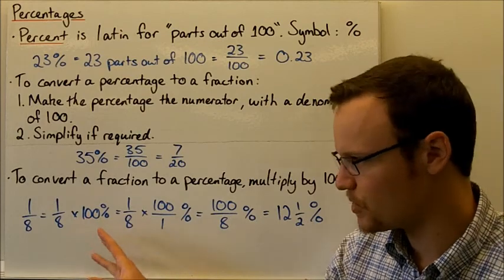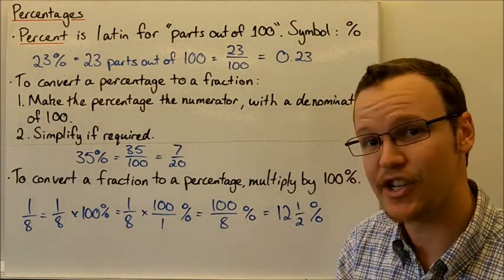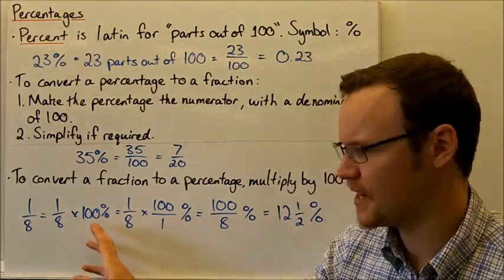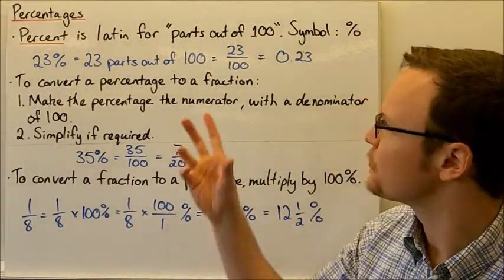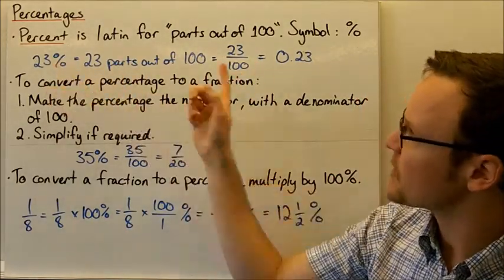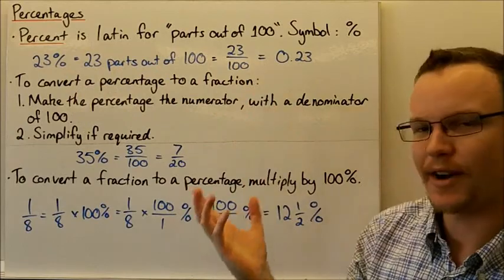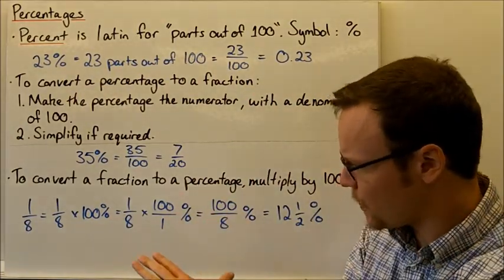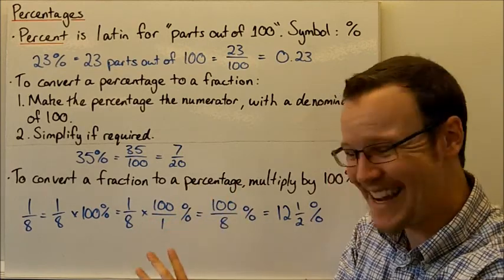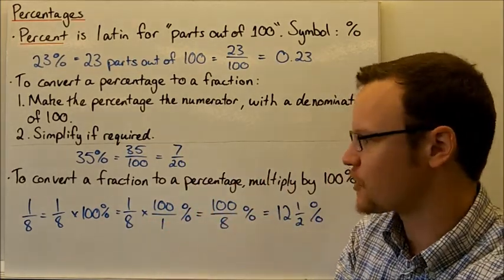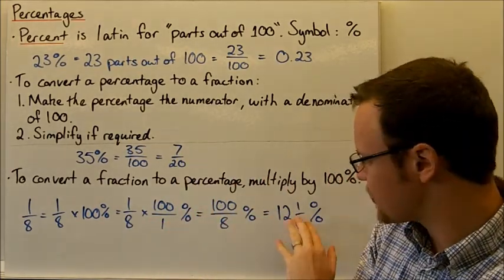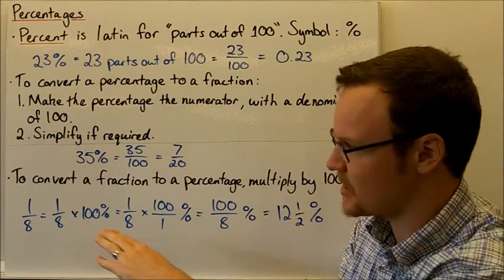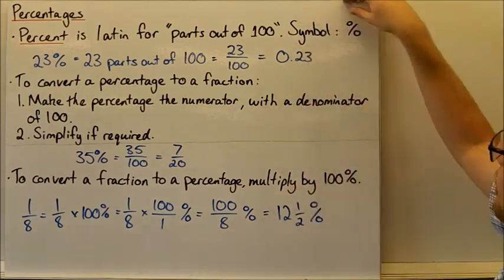Now, we can multiply by 100% without actually changing the value of it, because 100% is equal to 1. If we think about 100%, that would be 100 parts out of 100. 100 over 100, that's going to be equal to 1. So multiplying by 100 over 1%, 100% isn't going to change the fraction at all. So 12.5% is equal to 1/8.